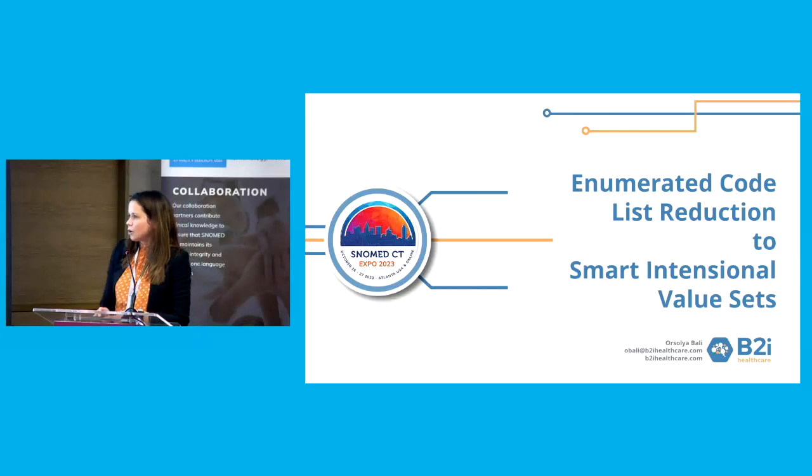So just to set things right, the topic for today is enumerated code list reduction to smart intentional value sets. This complicated title really translates to transforming simple type ref sets to query type ref sets. So that's what we're going to talk about.